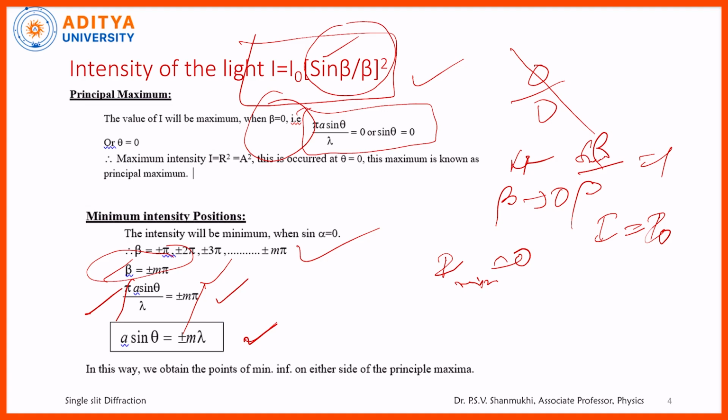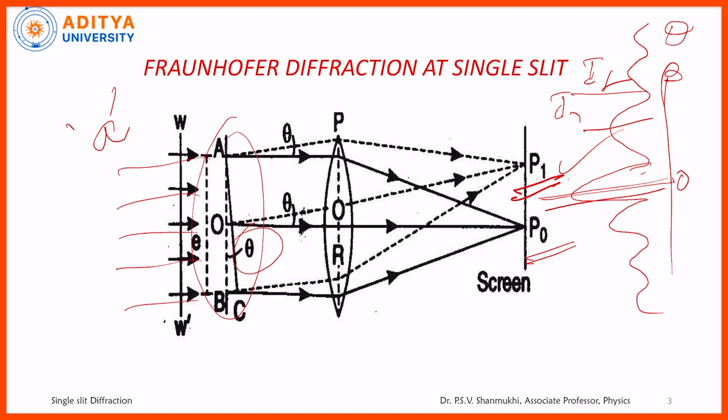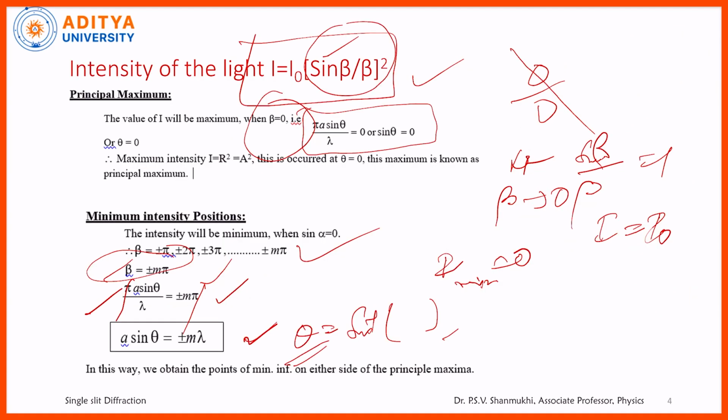This is the condition to observe the minimum intensity, or else theta is equal to sin inverse of plus or minus m lambda by a. At these theta values we get the minima positions. This is the first minimum, second order minimum, third order minimum. On the left side also, first order minimum, second order minimum, third order minimum. At different positions we get minima. The positions in terms of beta are beta equal to plus or minus m pi.